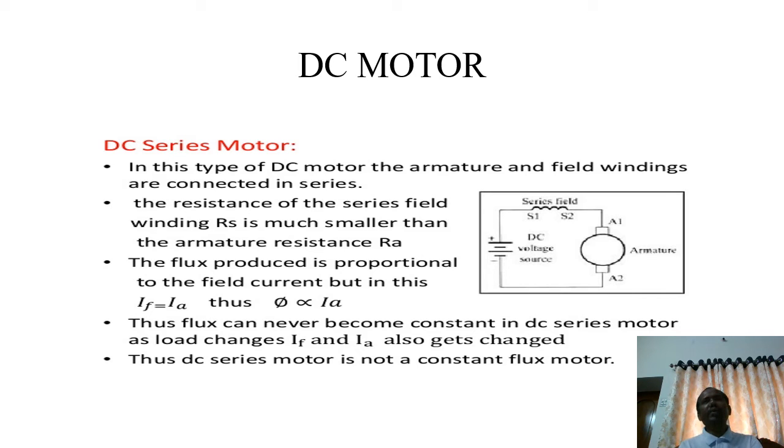So now we are going to discuss and draw the characteristics of the DC series motor. This is the DC voltage source, positive and negative terminal. There is a series field S1 and S2 which is connected in series with the armature A1 and A2.